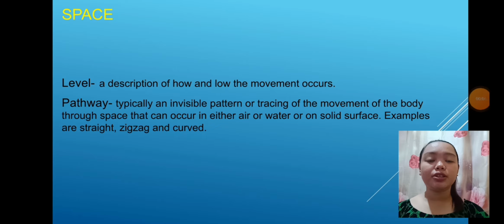The third category of space is level. Level is a description of how high or low the movement occurs. The fourth category of space is pathway. Pathway is typically an invisible pattern or tracing of the movement of the body through space that can occur in either air or water or on a solid surface. Examples are straight, zigzag, and curve.